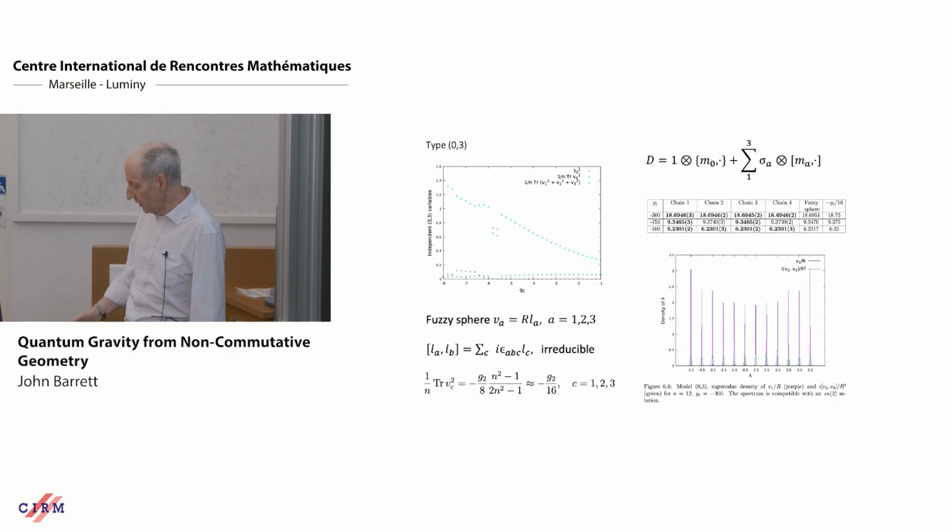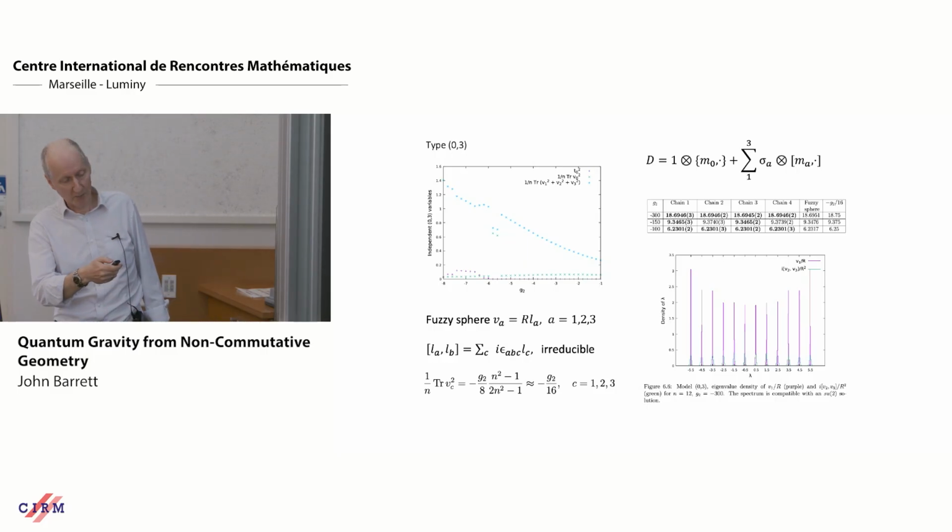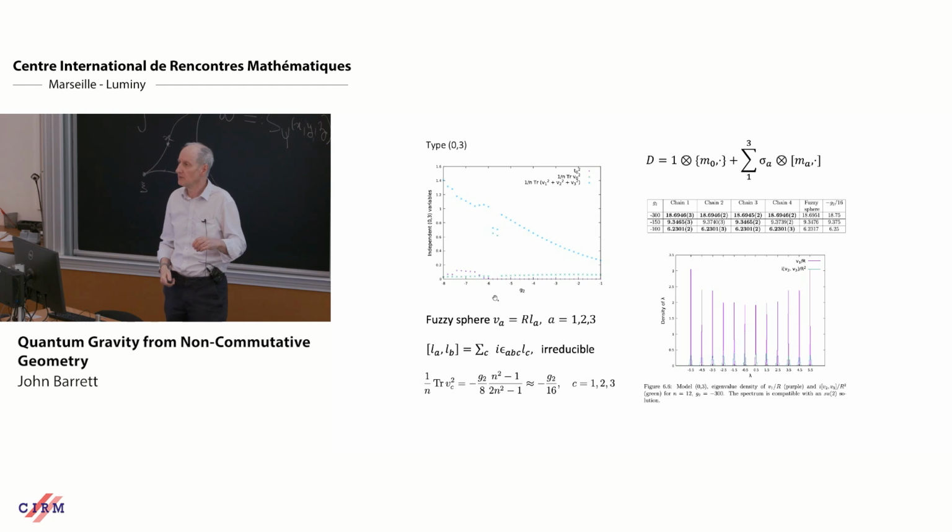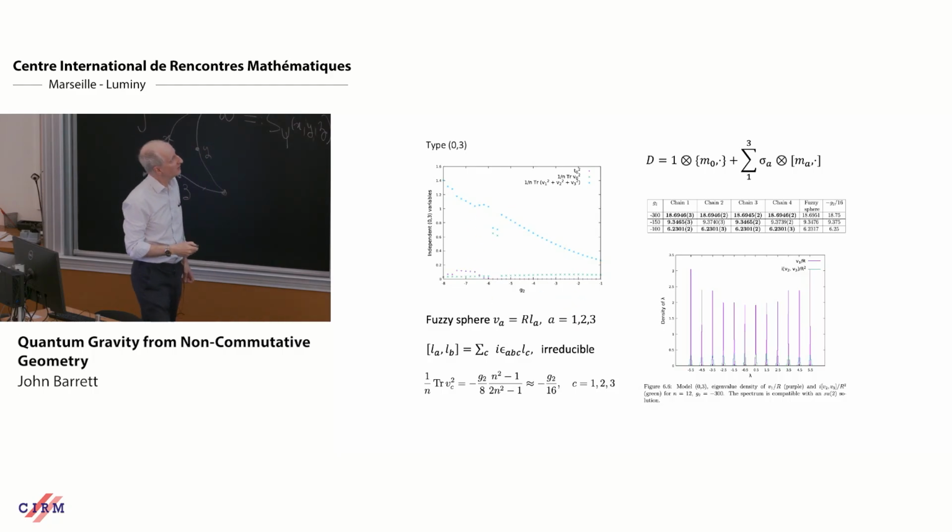Here's an example of type 0-3, where all the power stays in these blue dots, which are the trace of the sum of squares of the traceless parts of the 3 matrices that go into the commutators here. So if you like, the derivative parts. And the amount of stuff in the others is negligible, except perhaps here where something possibly went wrong with the computer calculation. Not sure.